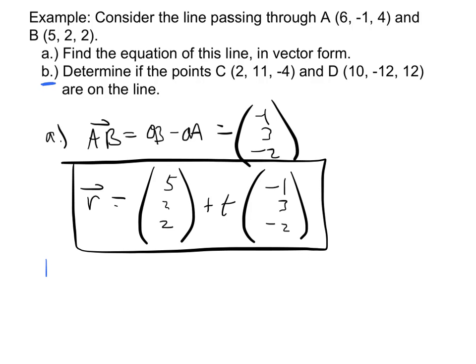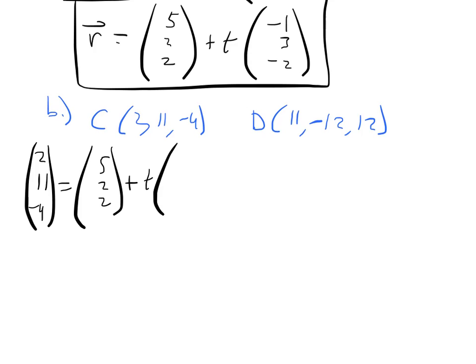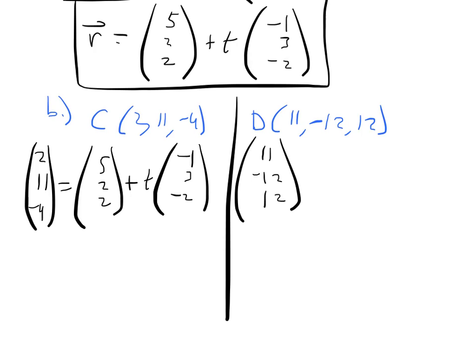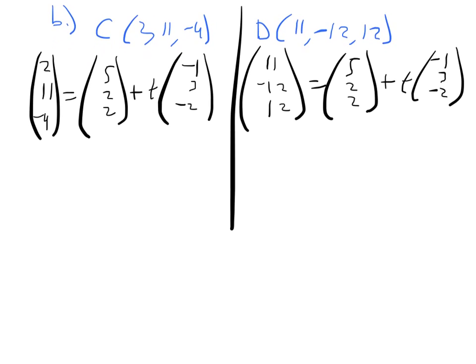For question B, determine if those points are on the line. So again, I'm going to write these down. I've got 2, 11, negative 4, and I've got 11, negative 12, 12. Just like we did in the previous problem, we just set our line equal to these things and see what happens. So if I set 2, 11, negative 4 equal to 5, 2, 2 plus t times negative 1, 3, negative 2, that'll be for that one. For the other one, we'll have 11, negative 12, 12 equal to 5, 2, 2 plus t times negative 1, 3, negative 2.